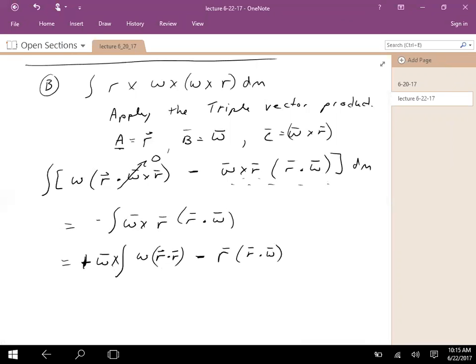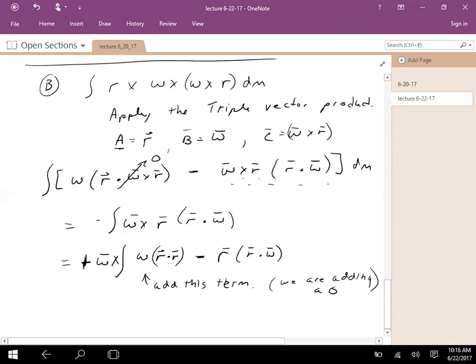Why can we just add this term? Yes, we're adding a 0 to the equation. Why? Because omega crossed with omega times the scalar is 0. So that's why it's that. We're adding 0. You pull the omega out because it's independent of mass. Exactly. As I move over the body, the omega doesn't change.